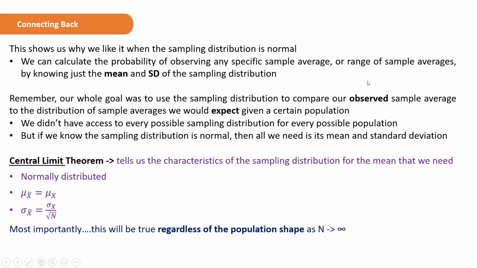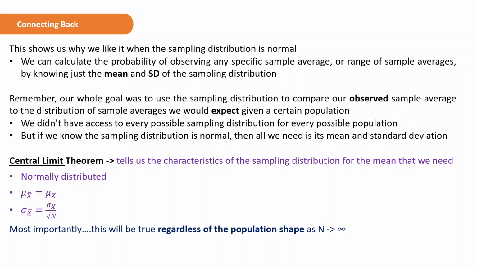So again, I'll say that again. If the sampling distribution is normal, then if we know the mean of that sampling distribution and the standard deviation of that sampling distribution, we can then calculate the probability of observing any specific sample average or range of sample averages. Because remember, our whole goal was to use the sampling distribution to compare our observed actual sample average that we got to the distribution of sample averages that we would expect given a certain population.